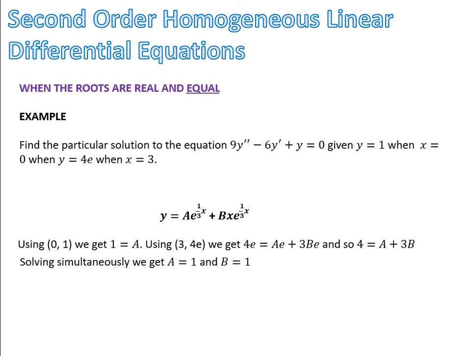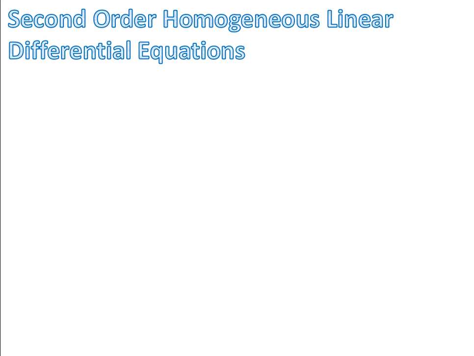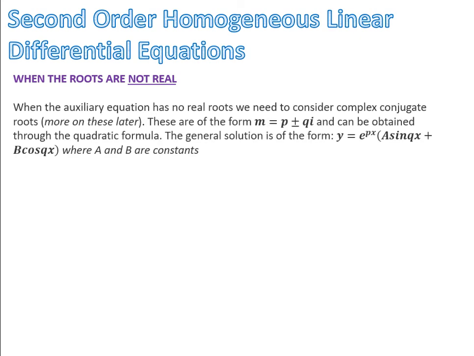And when we solve it simultaneously, we get a equal to 1 and b equals 1. Okay. Because of this form here, all that we're doing is just dividing through by e. So 4 equals a plus 3b, and using the value that we've got from the first part, a equal to 1, we can substitute in. Basically 3b equals 3, in which case b equals 1, and then we get our particular solution.